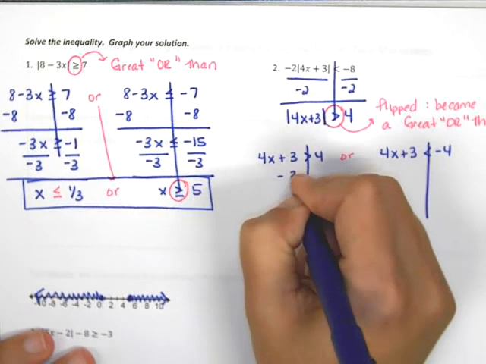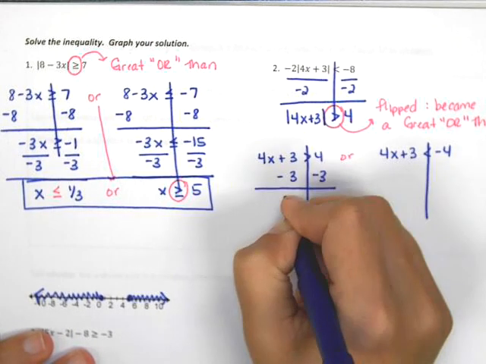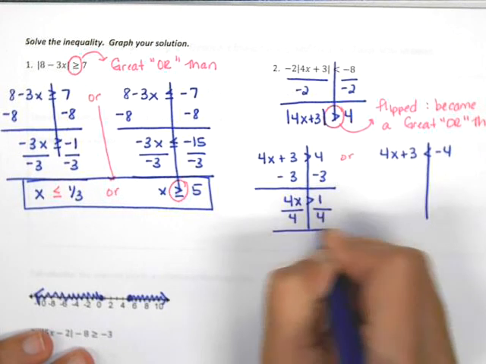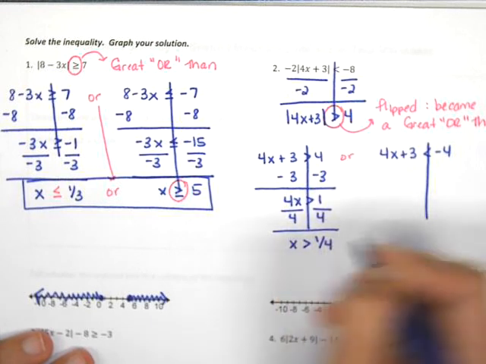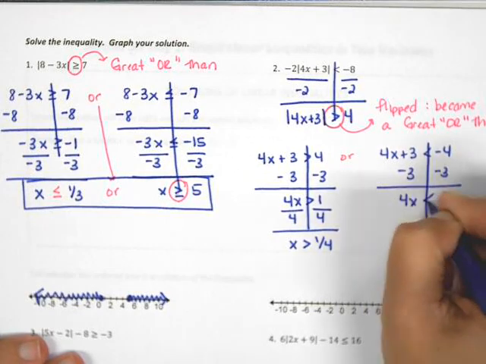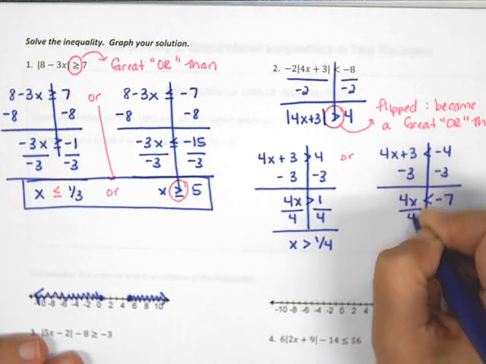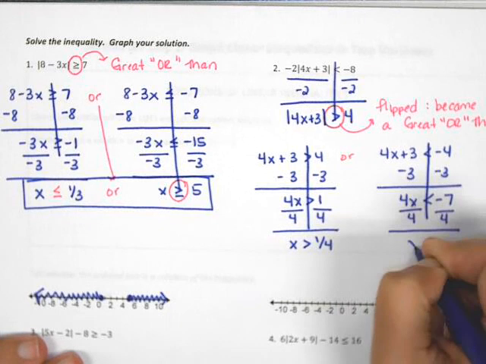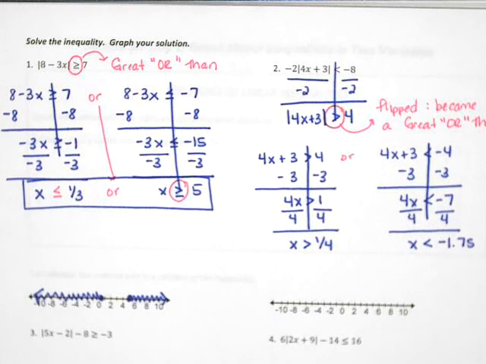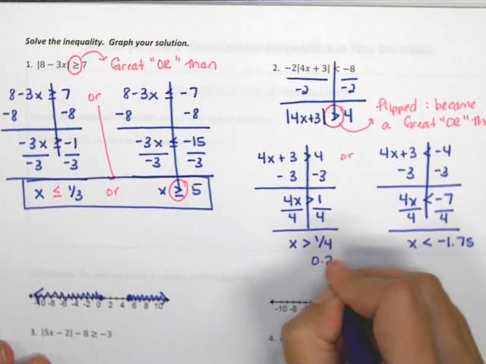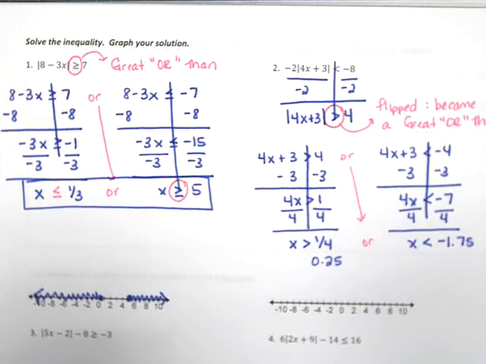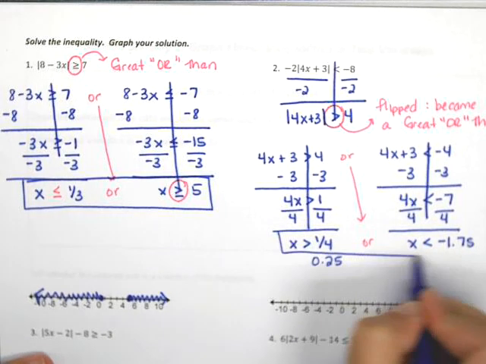So I'm going to subtract 3 on both sides, which means I get 4x is greater than 1. And I'm going to divide by 4, so I get x is greater than 1/4. In the second part of the problem, I'm going to subtract 3 on both sides, so 4x is less than negative 7. Then I'm going to divide by 4 on both sides, and I get x is less than negative 1.75. I'm just dividing that out and making a decimal. You could also change 1/4 to 0.25. I'm going to put the word "or" in between. And this would be my final answer, or my solution.